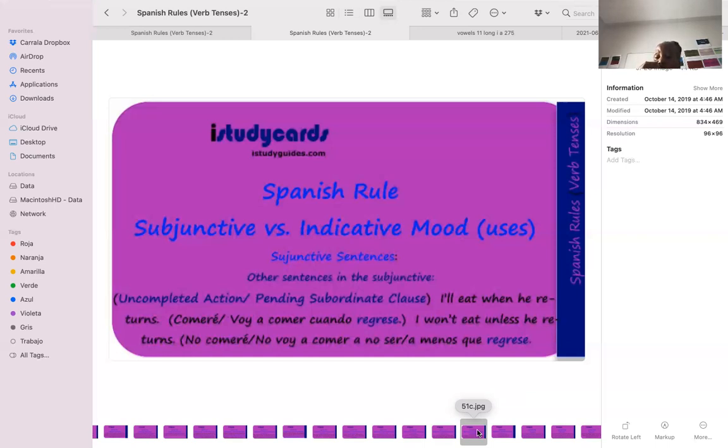Go to the search engine and put in cuando, C-U-A-N-D-O, or a menos, A-M-E-N-O-S, plus the plus sign, subjunctive, and it'll give you example after example of sentences where you're using cuando, unless, and a couple of other words that are used with the subjunctive. And practice, and practice, and practice.